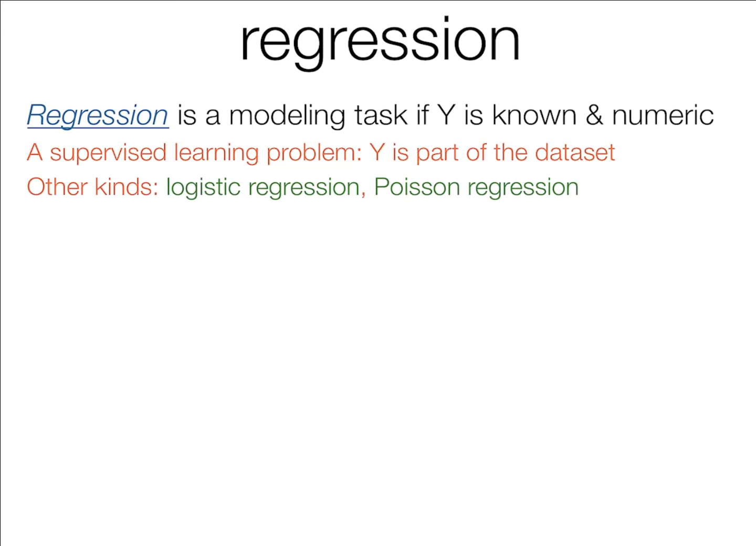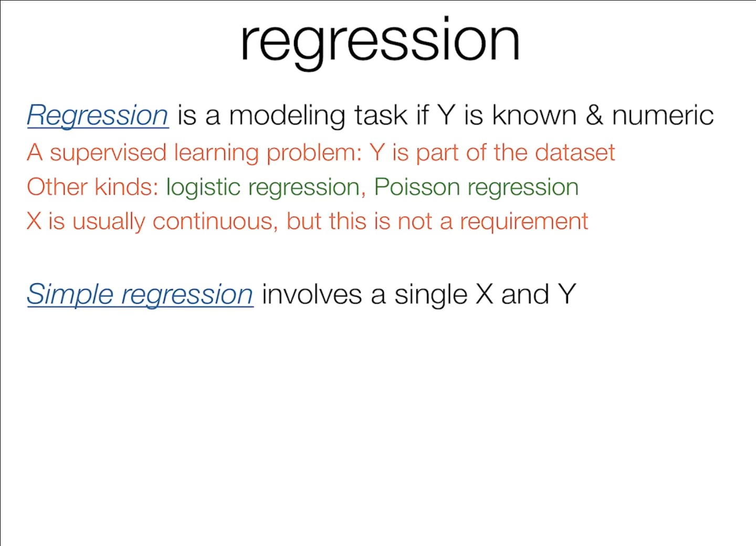There are many kinds of regression that you may meet. We'll just be talking about ordinary regression, but there's also logistic regression and Poisson regression that are slightly different and used for different scenarios. In regression, x is usually continuous, but this is not a requirement. Usually we discuss it assuming that it's continuous, but in practice it is very often categorical and then converted to a numeric value. When we use the term simple regression, we usually mean that there's one response and one predictor. Simple in this sense means that it's not complicated. It doesn't mean that it's easy.